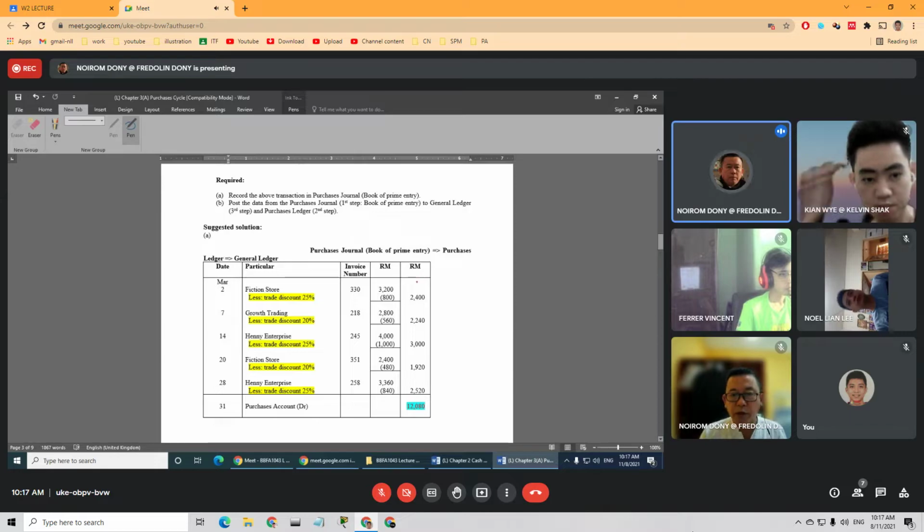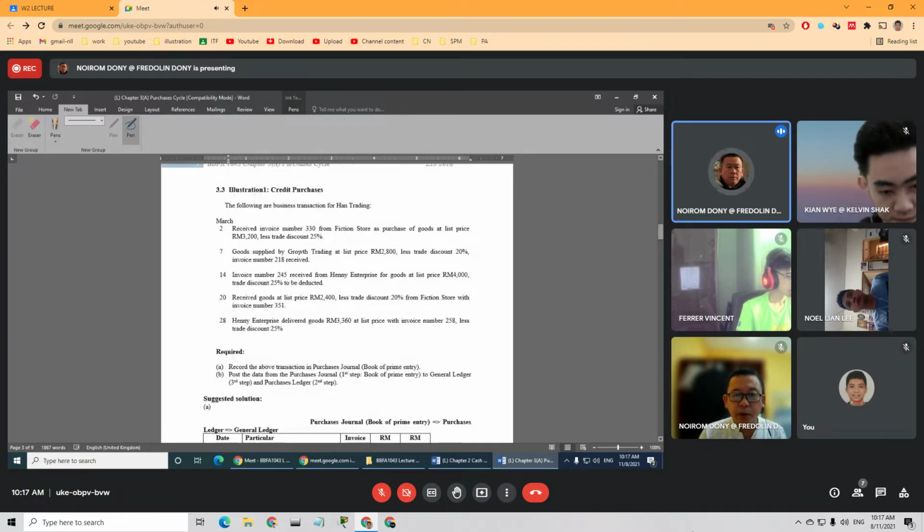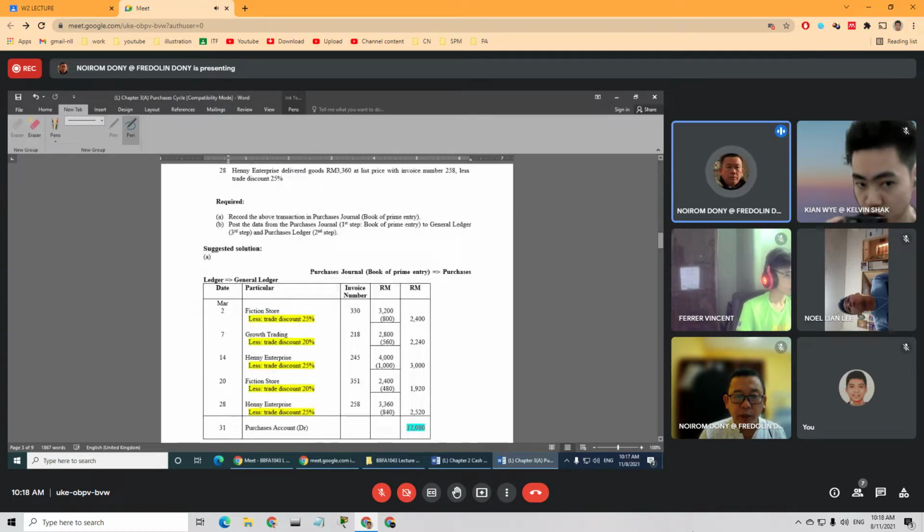Then you put it on the last column. Okay, on the 7th, look at the 7th. Goods supplied by Growth Trading at list price 2,800 less trade discount 20%, invoice number 218 received. So the keyword is received and invoice number, meaning indicating credit purchases. So take the name of the supplier, the gross amount and the trade discount.